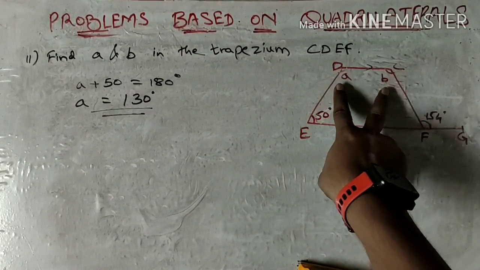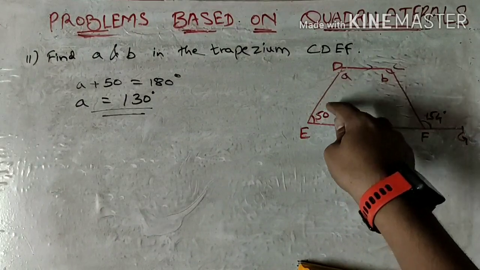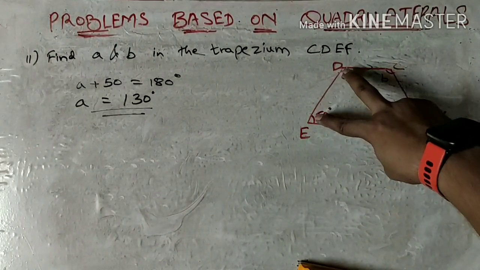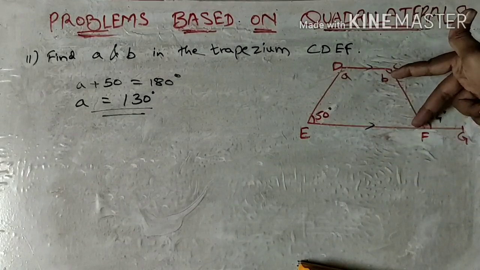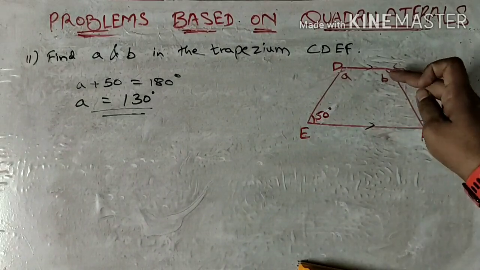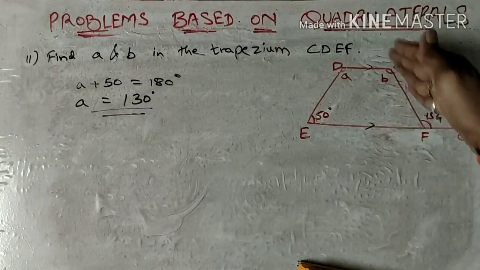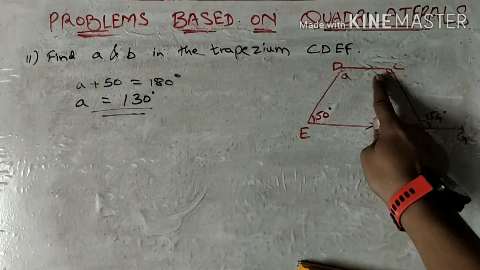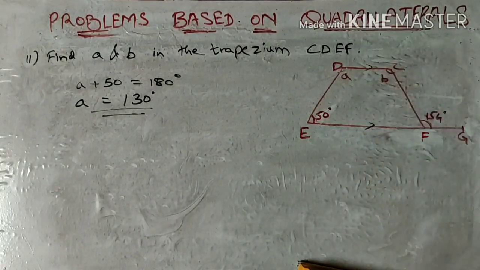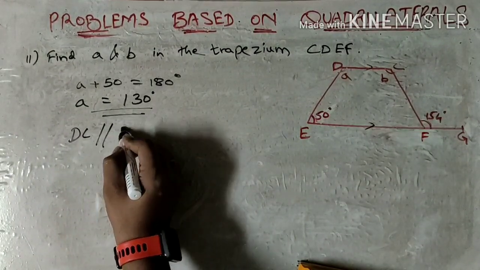Now we can't use the same property over here because the major point of this property is that the angles should be at the edges of the pair of parallel lines. So these two angles sum up to 180, these two angles sum up to 180, not these two. So what is the other way of finding B? If you see, DC is parallel to EF and CF serves as a transversal. So these two angles are alternate angles. And what does the property of alternate angles say? Alternate angles are equal.